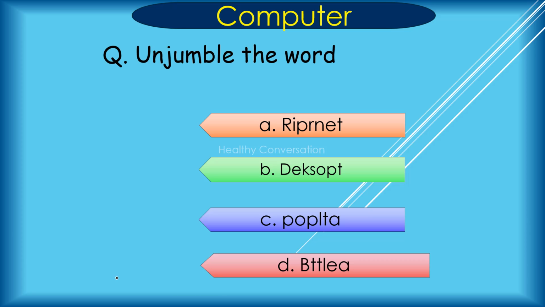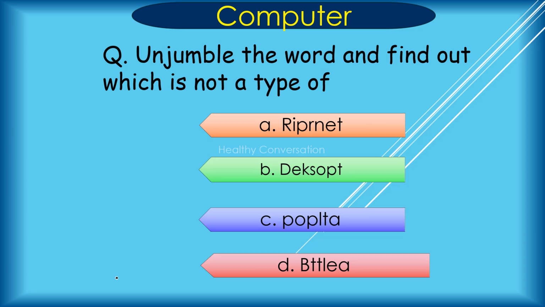Unjumble the word and find out which is not a type of computer. A. Correct answer is A.